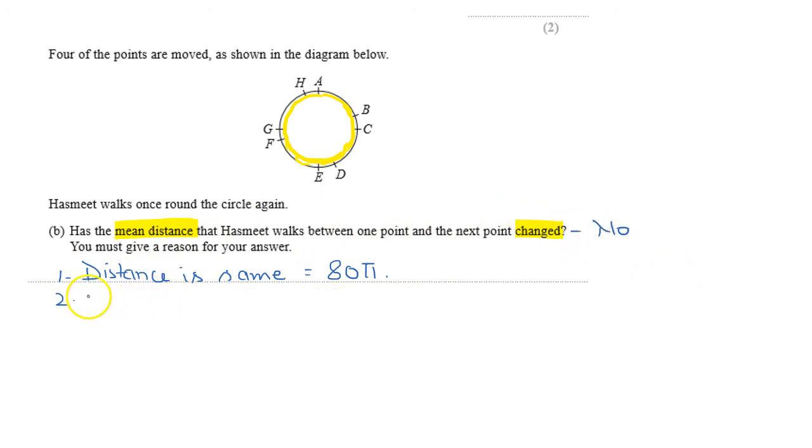The distance is same. The number of points are same. Because everything is same, distance is same, number of points are same. So what is the mean distance? From here to here divided by 2, here to here plus here to here divided by 2. So the distance remains same, the points remain same, so the mean distance is not going to change.